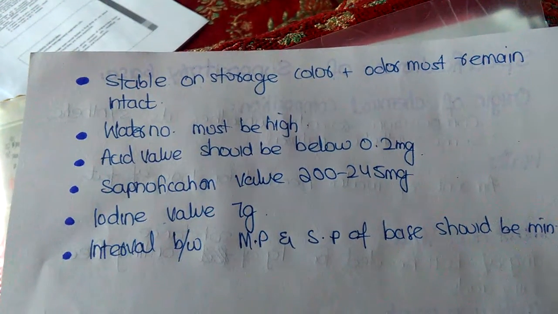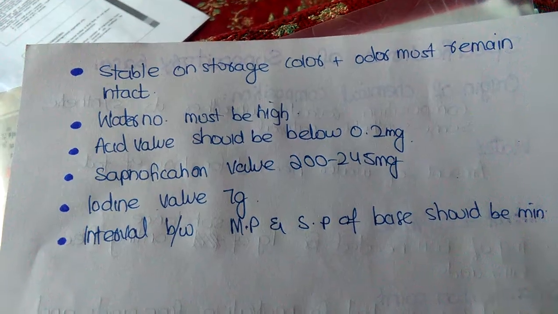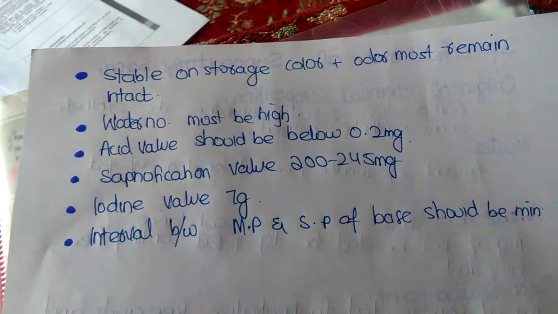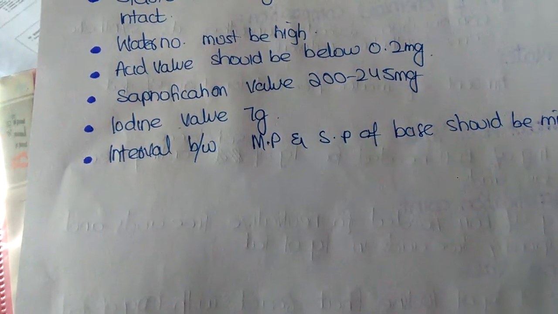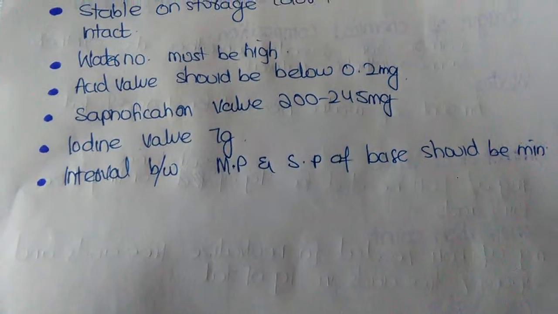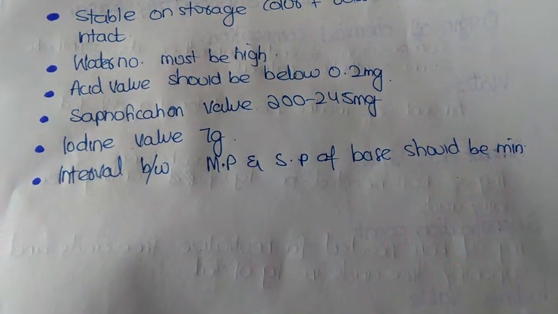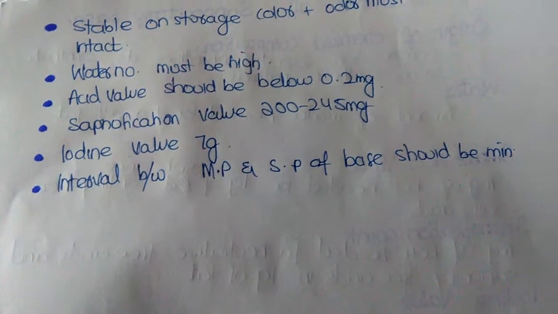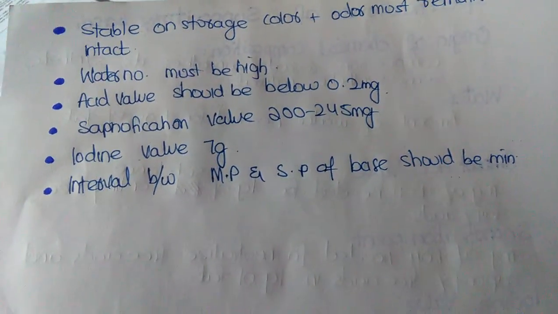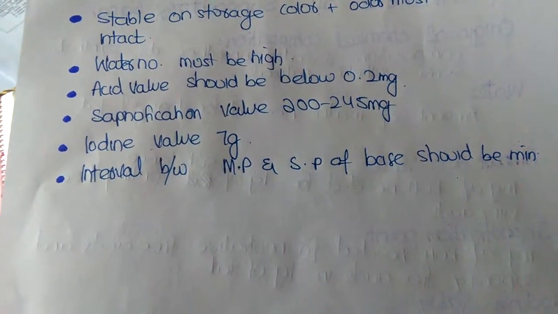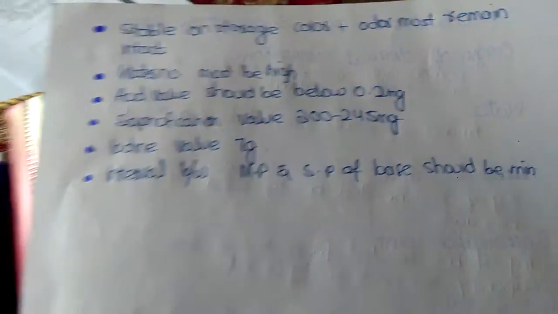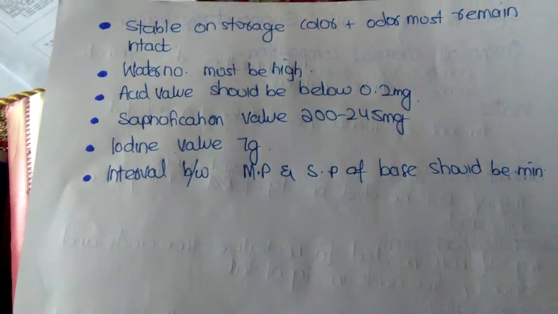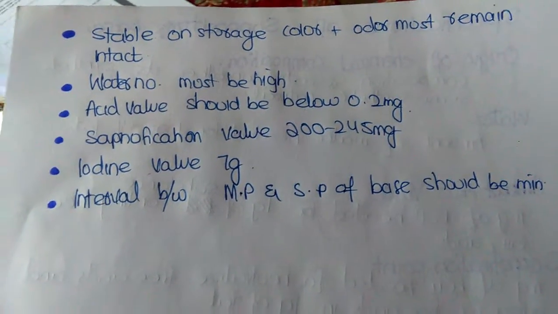Water number should be high. Acid value should be 0.2. Saponification value must be 200 to 245 milligrams. Iodine value should be 7 grams. The interval between the melting point and the solidification point of a base should be minimum, so that when we insert the suppository in our body, it melts not too readily or too slowly. It must melt in a moderate time period.